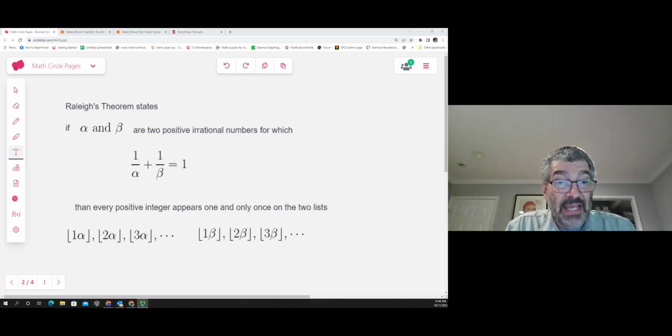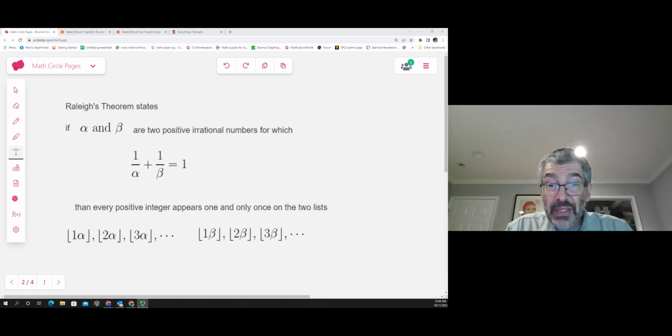So what the theorem said was that if you have two positive irrational numbers, alpha and beta, and the sum of their reciprocals is 1, then when you start looking at these sequences that you get by taking 1 times alpha, 2 times alpha, 3 times alpha, and taking the floor of each one of those, rounding them down to the nearest integer. They're never exactly an integer because integer multiples of an irrational number are going to be irrational, but you round them down to the nearest integer.